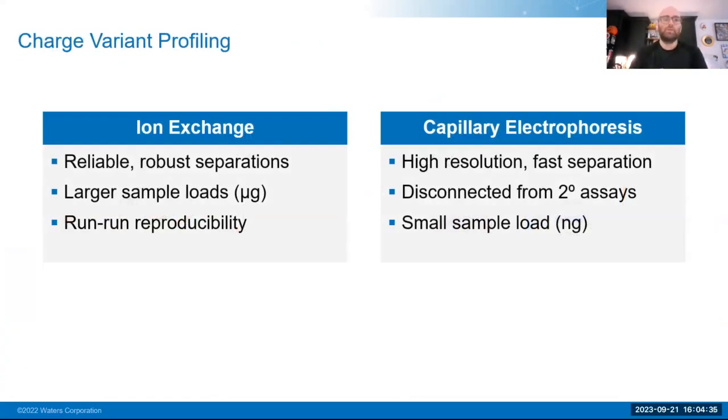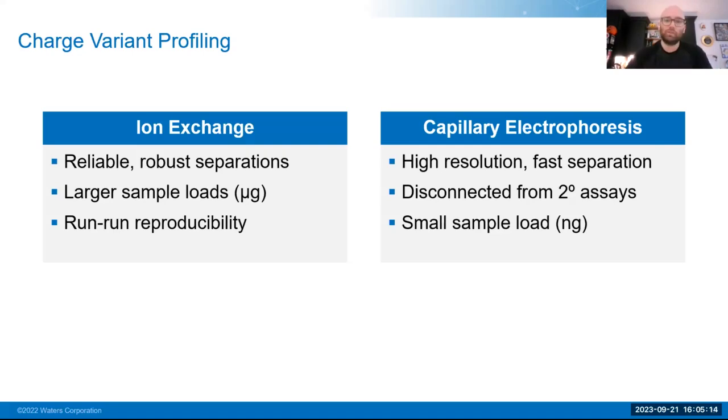So when we look at charge variant profiling, there are two techniques that really kind of dominate this space. Again, ion exchange and capillary electrophoresis, which come with their own specific pros and cons and kind of operate within specific spaces here. When we look at ion exchange, it's characterized more by a lot more reliable and robust separations, can handle a lot larger sample loads, which allows for a variety of different secondary techniques, purification, to move on to different other types of characterization techniques if need be. It actually is also characterized by much greater run-to-run reproducibility.